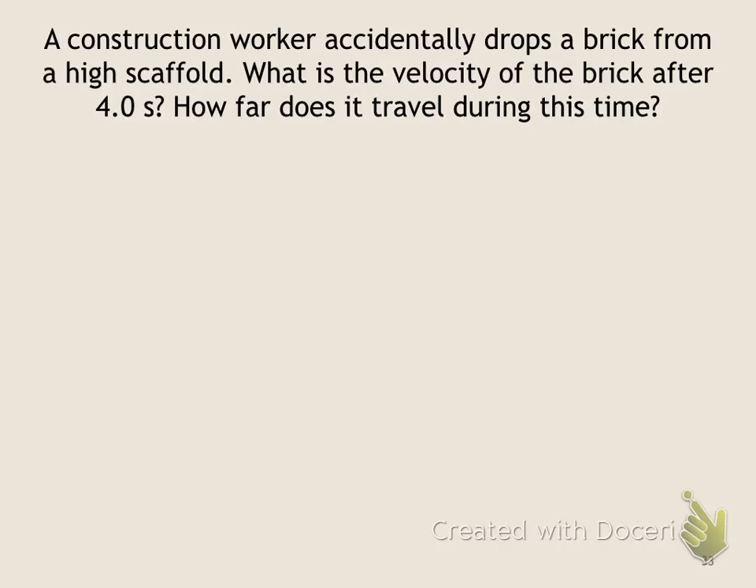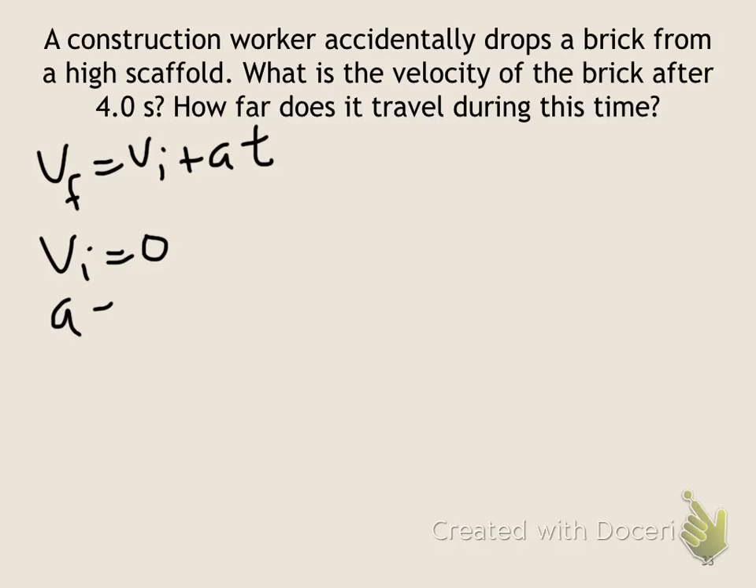Well, we can find the velocity by using our good old velocity equation. Let's use VF equals VI plus AT. We're solving for VF here. If we're dropping the brick, then our VI equals 0. Our acceleration is negative 9.8 meters per second squared. Oh, I'm sorry. We have a time. Time is equal to 4 seconds. And the question is, what is the VF?